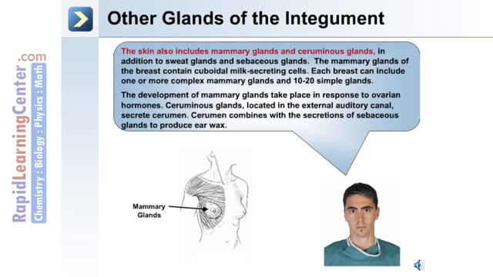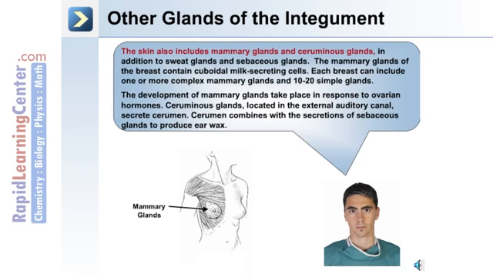There are other types of glands in the skin, including mammary glands in breast tissue and ceruminous glands. The mammary gland of the breast contains cuboidal milk-secreting cells, and in each breast there can be one or more complex mammary glands and 10 to 20 simple glands. The development of mammary glands takes place in response to ovarian hormones.